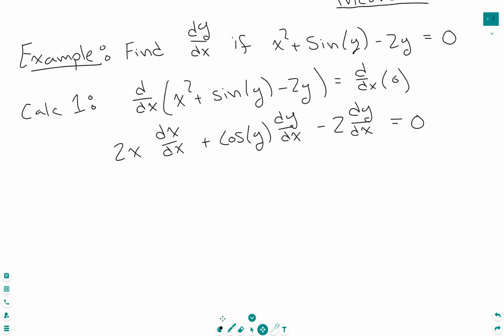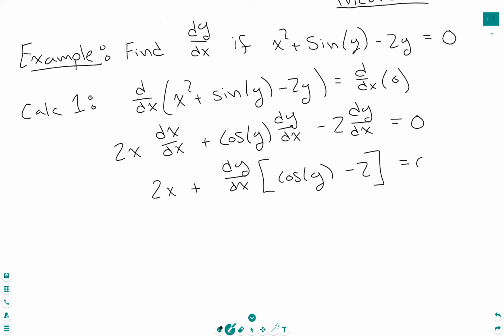So our dx is just 1. So we can solve for dy/dx here. We have a 2x, and then I can factor out a dy/dx here, and this will be a cosine of y minus 2 is equal to 0.